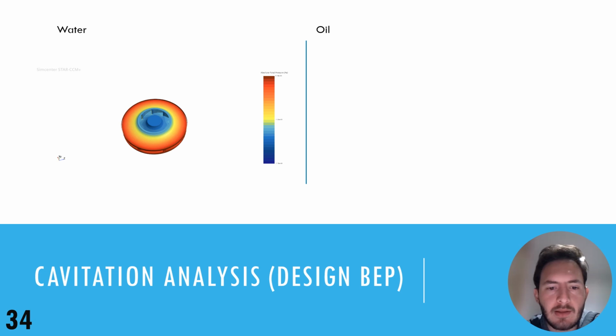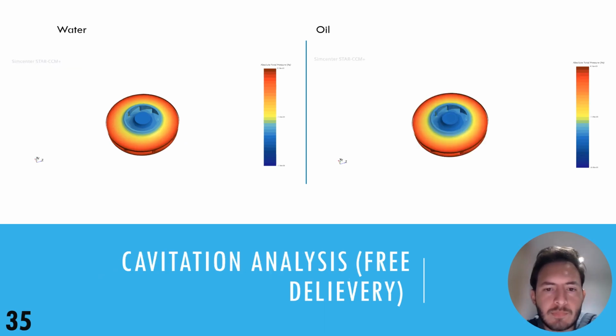However, we can see that as the flow rate increases, the pressure in the center of the impeller also increases, meaning that at a higher flow rate, less cavitation will be produced. When reaching the free delivery flow rate, we can see that the pressure in the center of the impeller can rise above the saturation pressure point of the liquid.